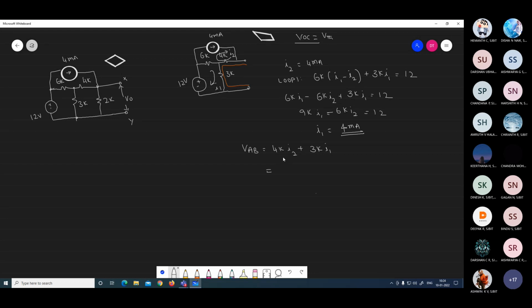How much? 28 volts, sir. 28 volt. Don't confuse us. Sometimes you tell open circuit voltage, sometimes Thevenin voltage, sometimes VAB. Don't get confused. These are all the same. That is the procedure. Understood now?